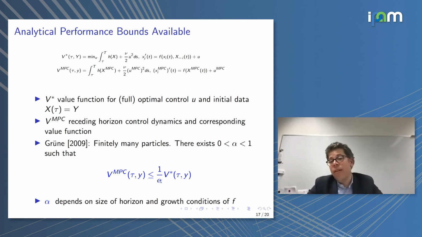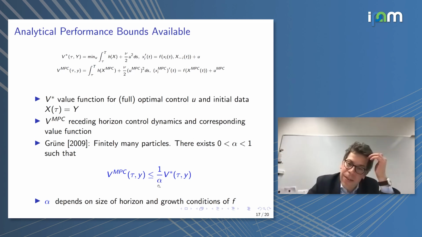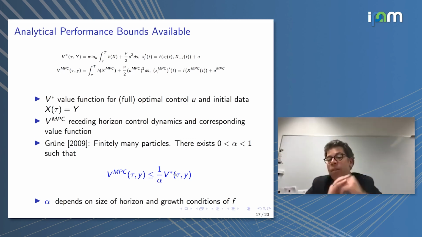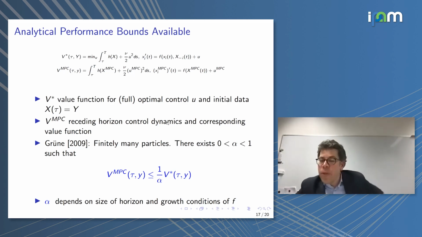Clearly this factor alpha can be computed explicitly only for a couple of examples, unfortunately, but there's still some research to do. This factor alpha depends strongly on the prediction horizon. Clearly, if the prediction horizon is infinite, then this tends to 1, and you have the same value. This was a result for general dynamics but finitely many particles. What we managed to do is to extend this result to the case of infinitely many particles.